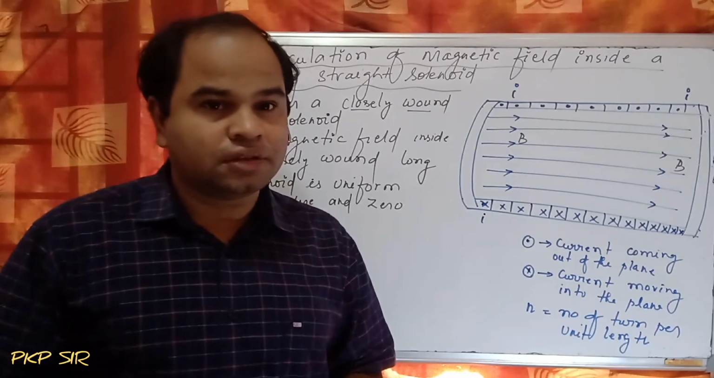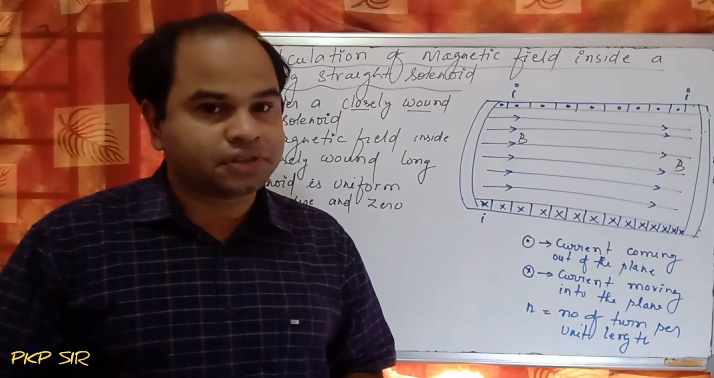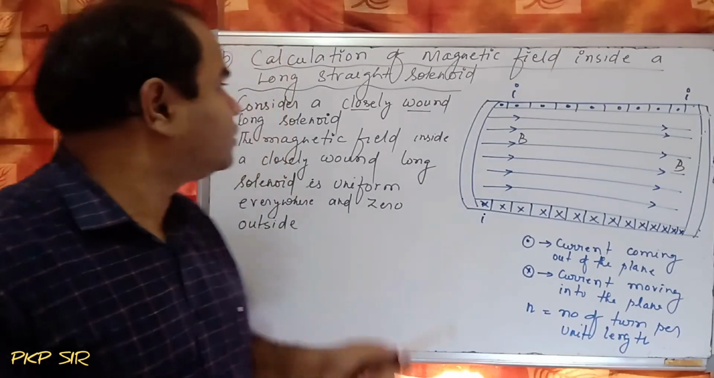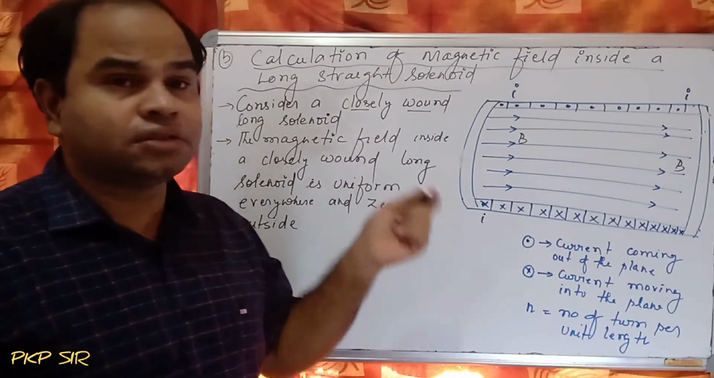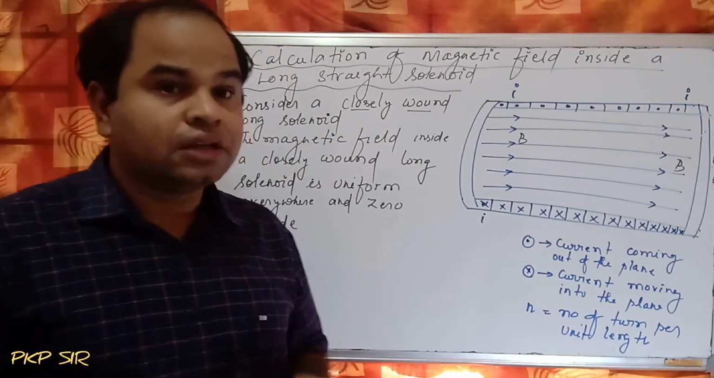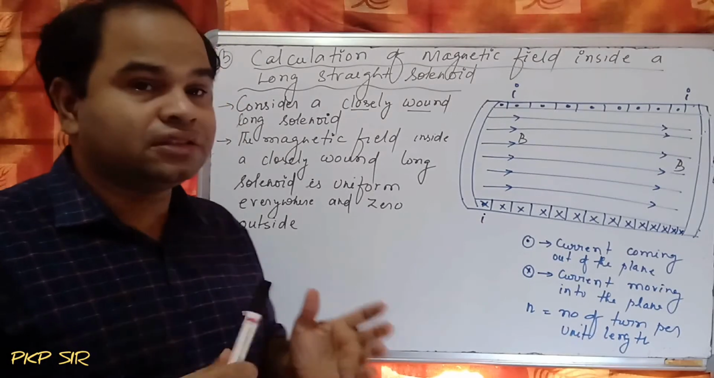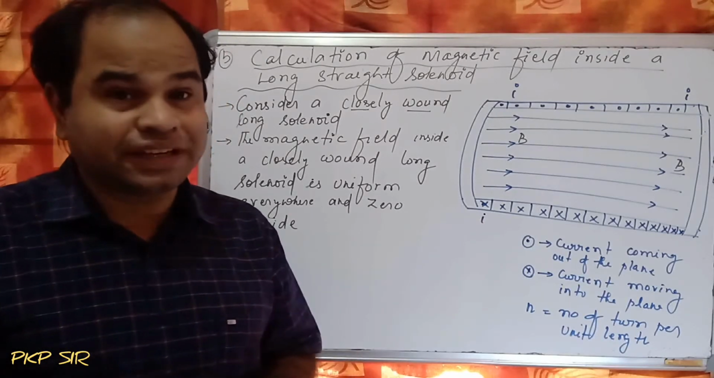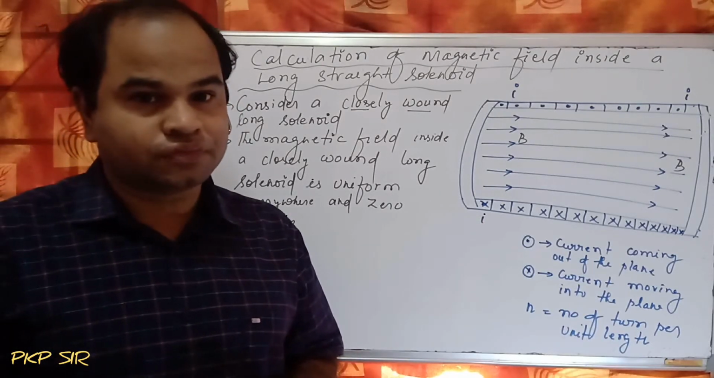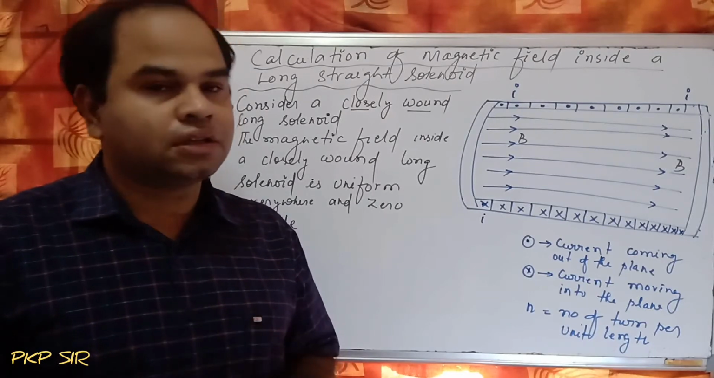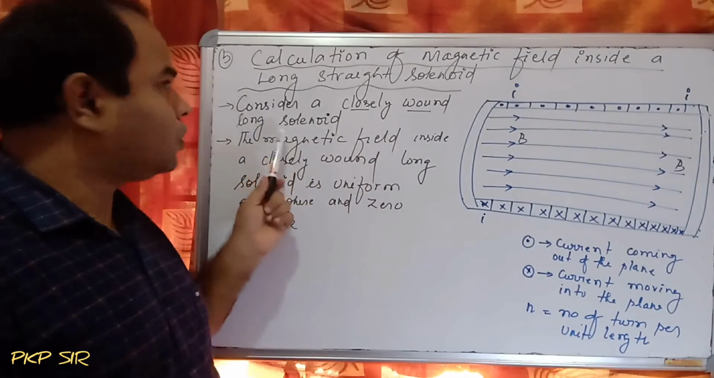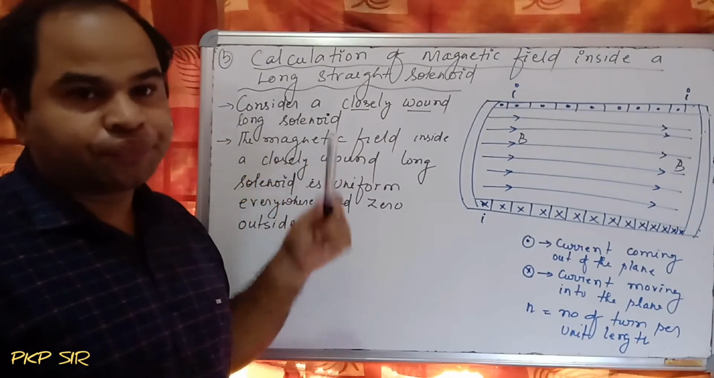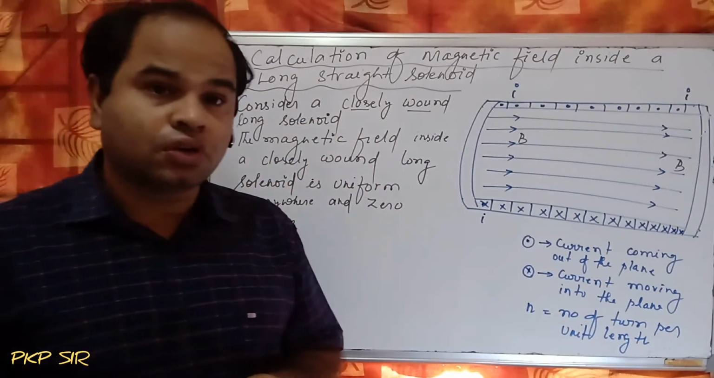Next is the second application of Ampere's circuital law, and that is calculation of magnetic field inside a long straight solenoid. Again, calculation of magnetic field inside a long straight solenoid. So for that, consider a closely wound long solenoid.